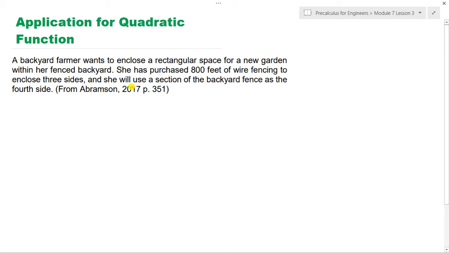And then the goal here, it is not stated in the problem, but the goal here is to have a maximum area of his new garden. That is the goal of this problem. So what is the limitation of this problem?